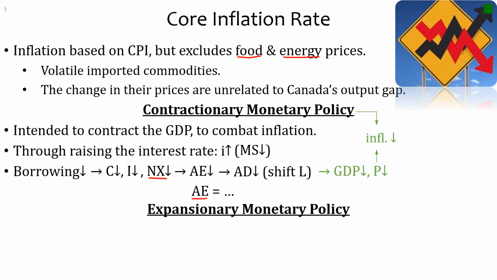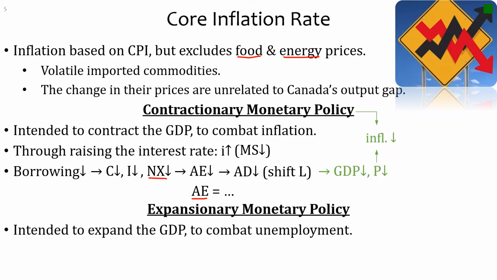The other policy type is expansionary monetary policy, and that's intended to expand the GDP to combat unemployment. So we had two evils in economics. One of them is inflation, the other one is unemployment. So we can use monetary policy in two different ways to combat them. And you should be able to figure these out.